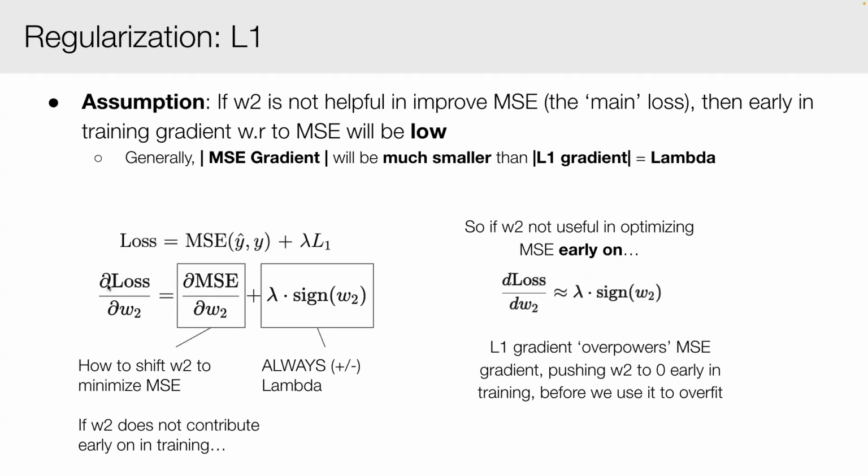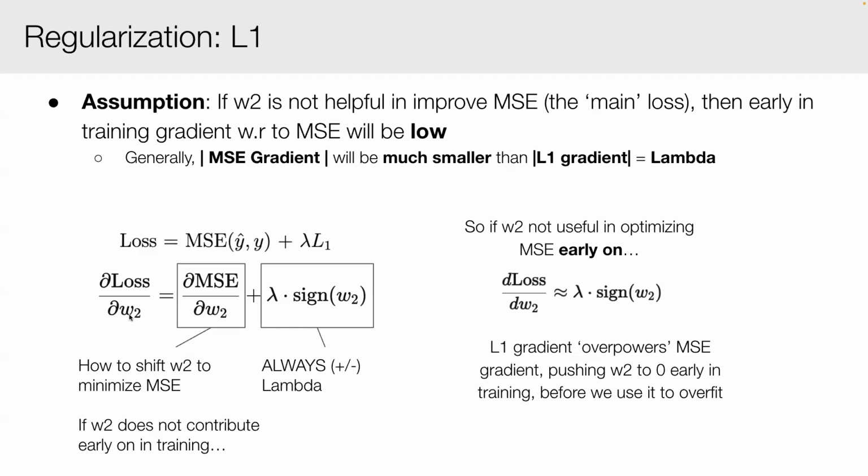So you take the gradient with respect to W2. You get the gradient of MSE over W2, and this is what the gradient would normally be if we didn't have an L1 loss. This tells us how to change W2 to minimize MSE. But the derivative with respect to the L1 loss is literally just lambda times whatever sign W2 is. So if W2 is positive, this derivative is just lambda. So what does that mean?